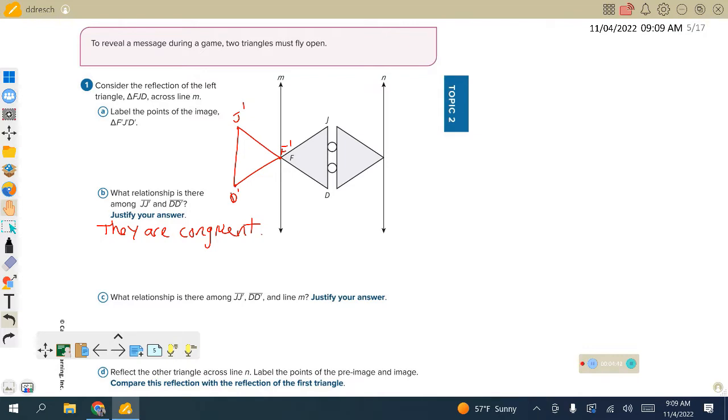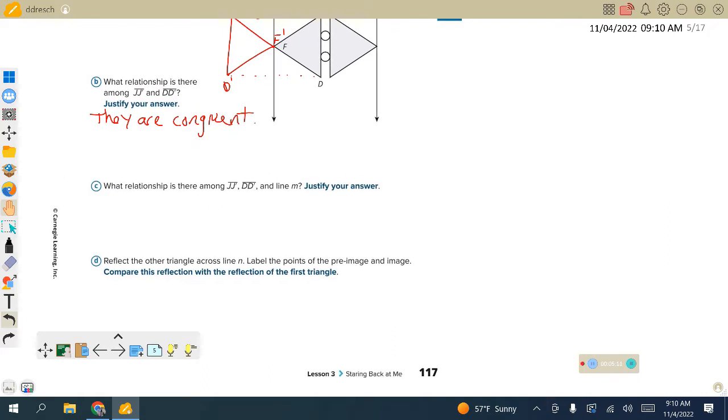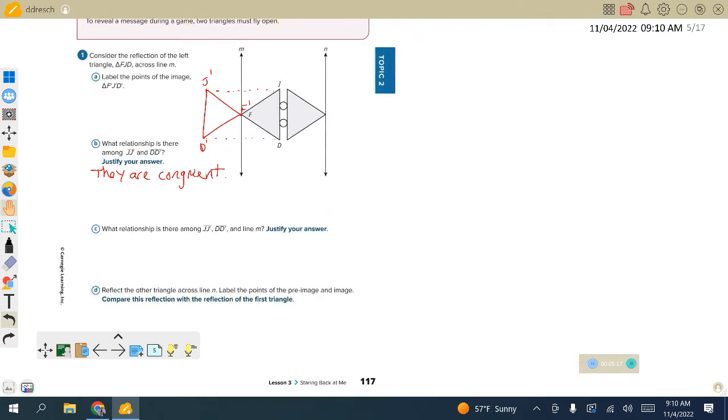Did the F prime change position at all? No, right? So everything's not moving obviously the same distance. J to J prime moved the same distance as D to D prime, but F prime stayed in the same location. But what we then say is this right here, these are all equidistant from the line of reflection. Okay. Now, from there, letter C, what relationship is there among J, J prime, D, D prime, and line M? What relationship exists between these three things?